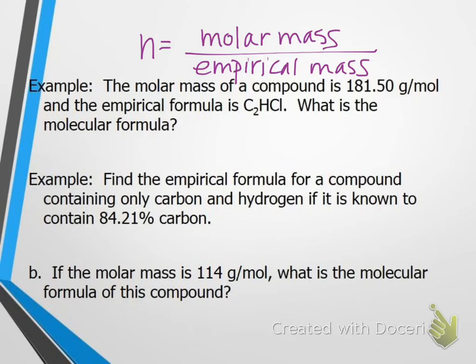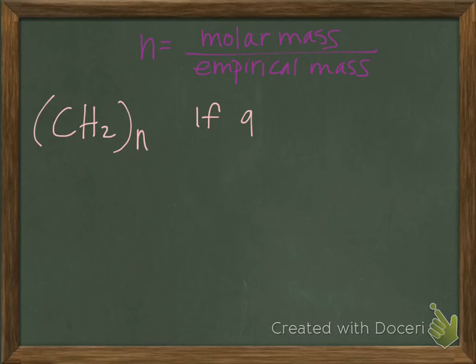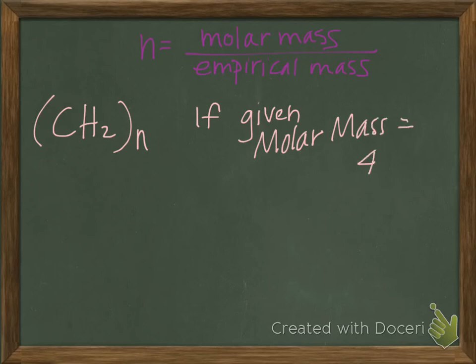Earlier we found CH2 to be our empirical formula, right? So if given a molar mass is equal to 42.09 grams per mole, now we want to find the molecular formula.